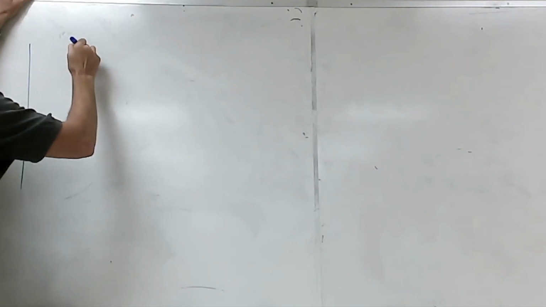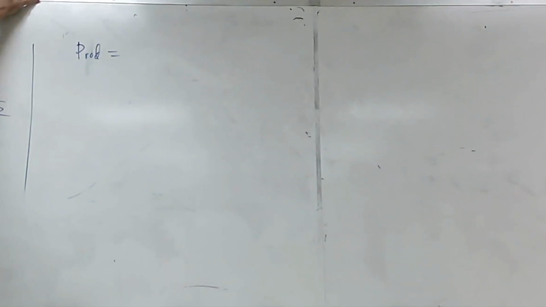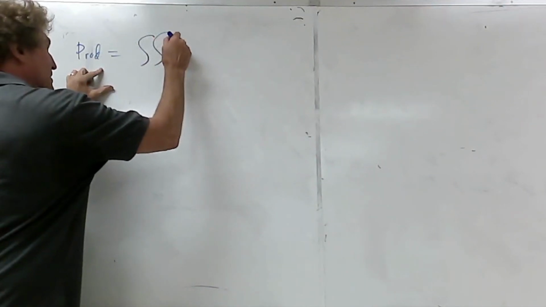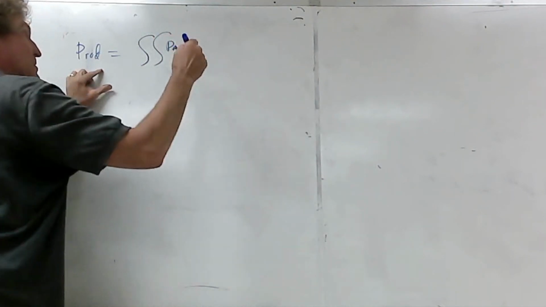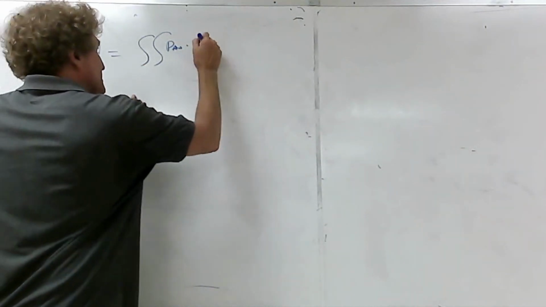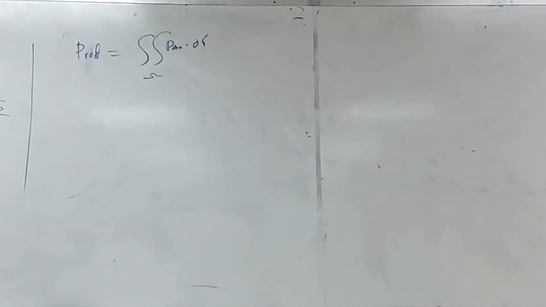So P rad. I ask these questions, by the way, on exams. I will give you an electric field or a magnetic field in the far field, and I'll ask you for the total power radiated, because you're going to have to find the radiation resistance. To calculate total power radiated, you take the average power density, multiply it by the differential surface, and then integrate it over all space. That's the idea behind it.